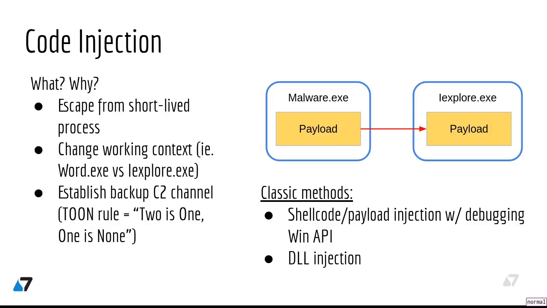A third reason is the so-called two rule. 2 is 1, 1 is none. So this rule tells you that having a single C2 connection in an initial breach without any backup can lead to a lot of frustration.